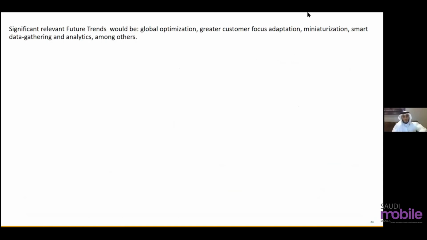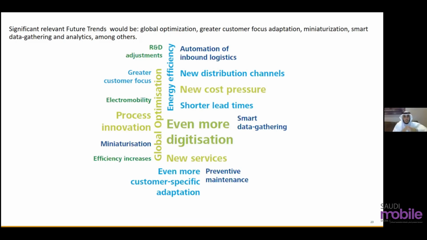Significant, relevant future trends would be global optimization, greater customer focus adaptation, miniaturization, smart data gathering and analytics, among others. So all of these are the relevant, significant, anticipated trends that would affect the transformation to Industry 4 and will aid the transformation to be successful.